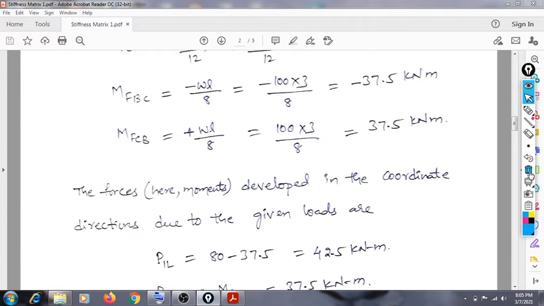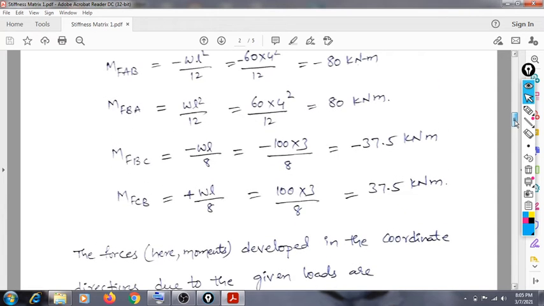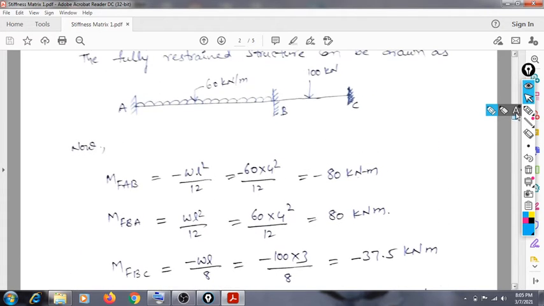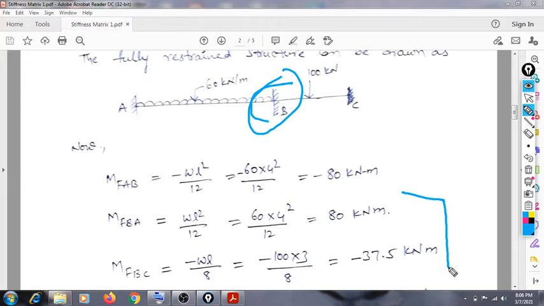P1L is equal to 80 minus 37.5. So where does this 80 come from? This is MFBA minus MFBC. This is coordinate 1, right? At coordinate 1, that is at B, what are the forces developed? We have two forces, that is two moments. At B, the equilibrium is nothing but the sum of these two, and the final force is 80 minus 37.5.